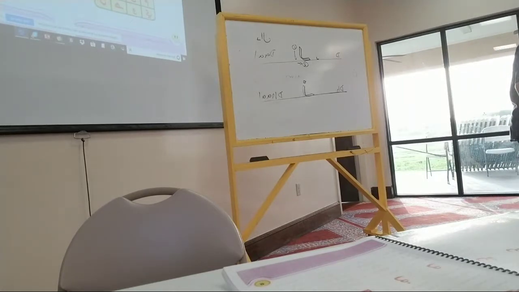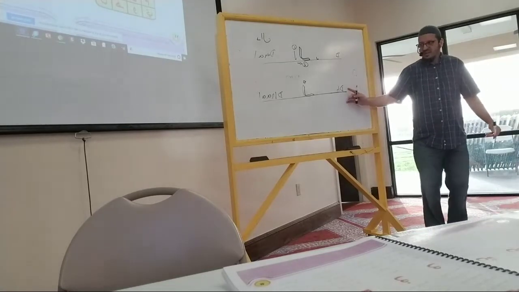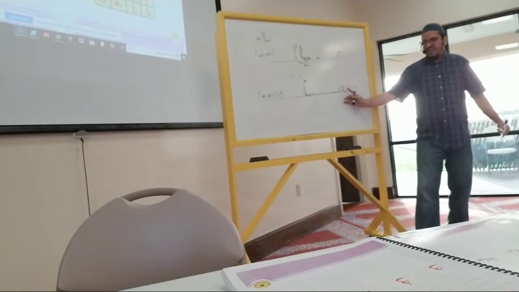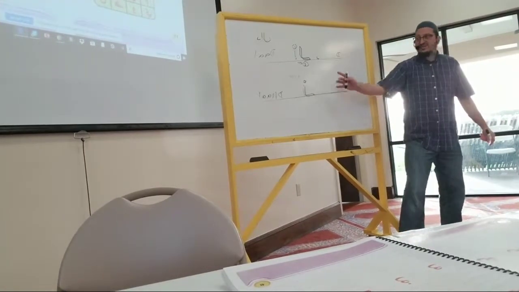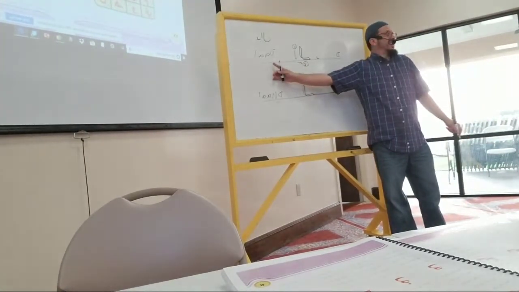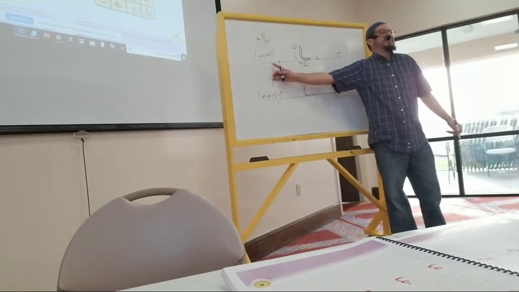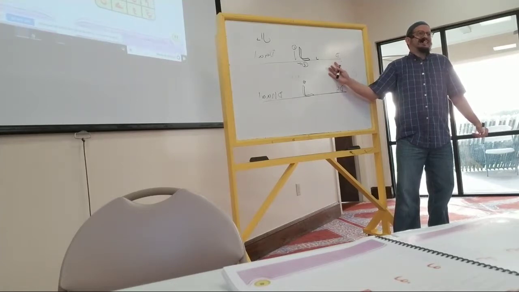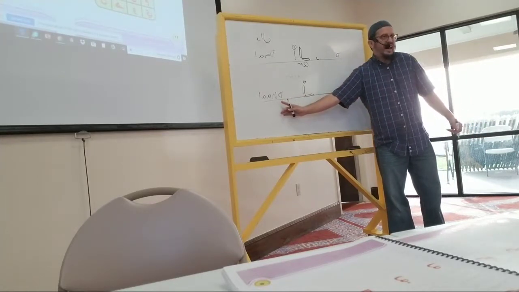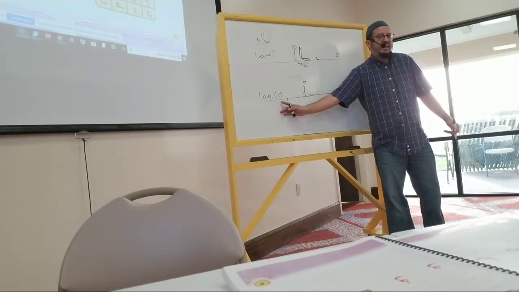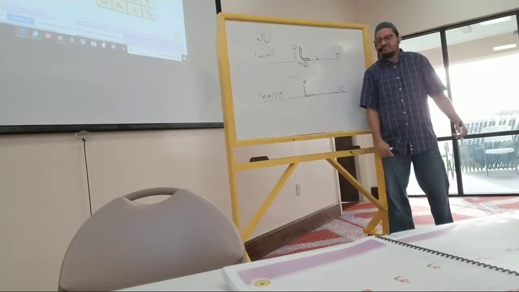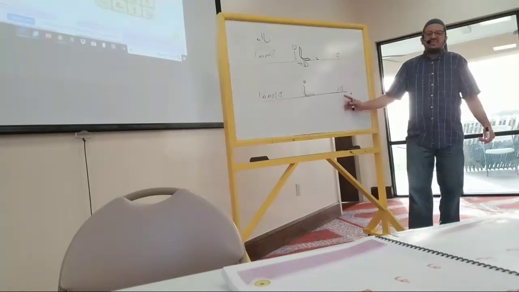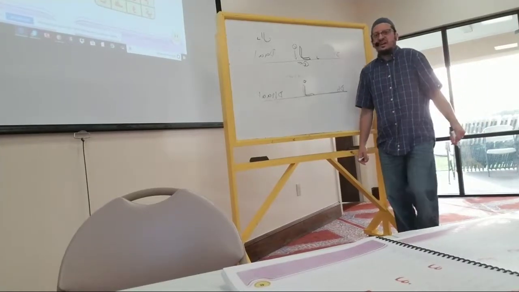Da, di, du, with the vowels. The sound by itself, dal. Say it after me. Dal, dal, dal, d, d, d, dal, dal, thal. Good.